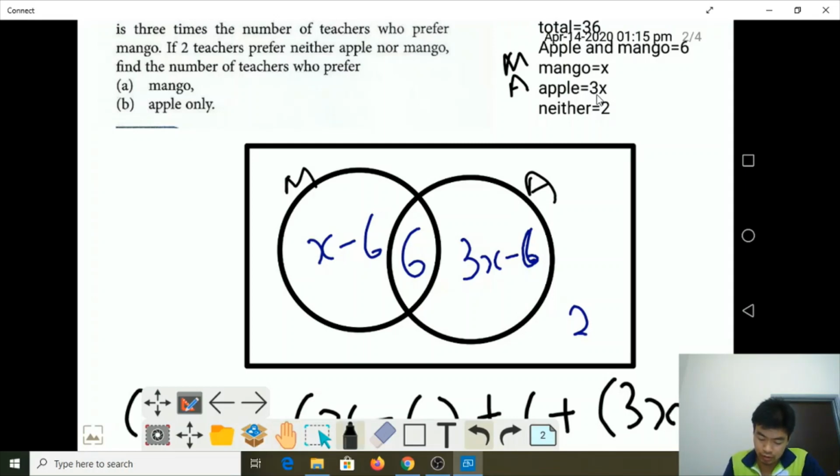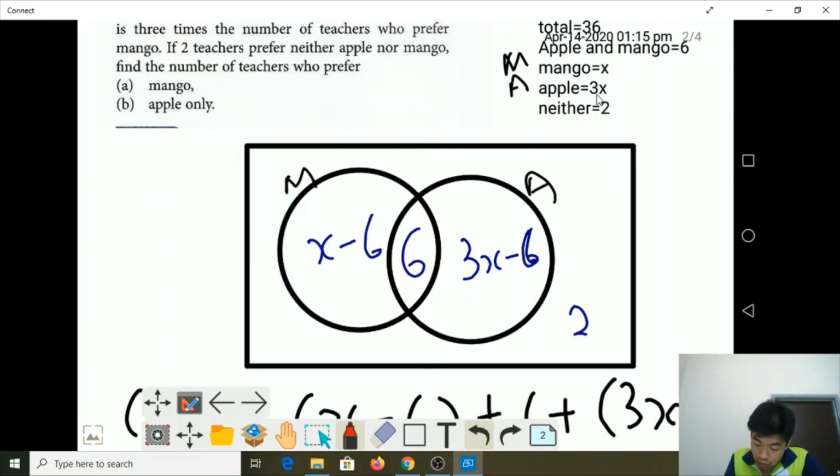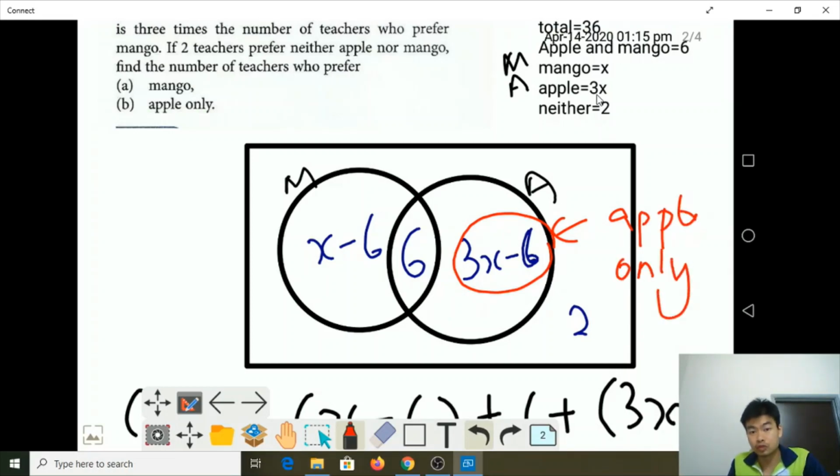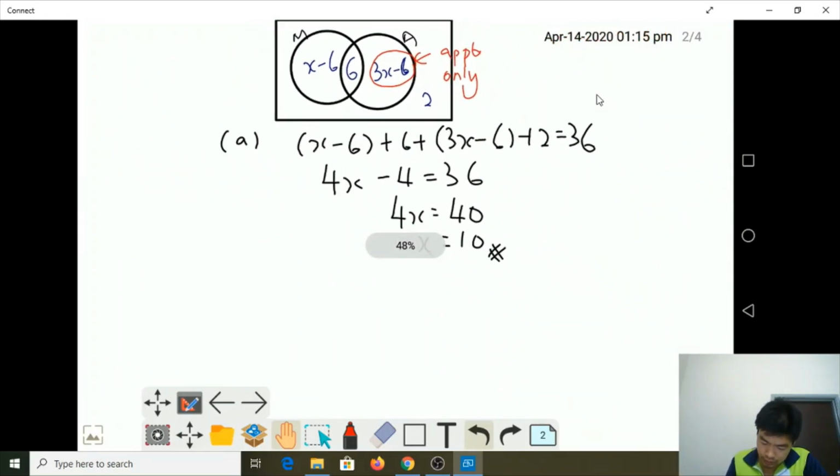Let me use the red pen to highlight it. 3x minus 6, right? So this part is apple only. Can I find the 3x minus 6? Yes, you can, because you just got the value of x in A, right? Again I'm going to use the black pen. Okay, B.